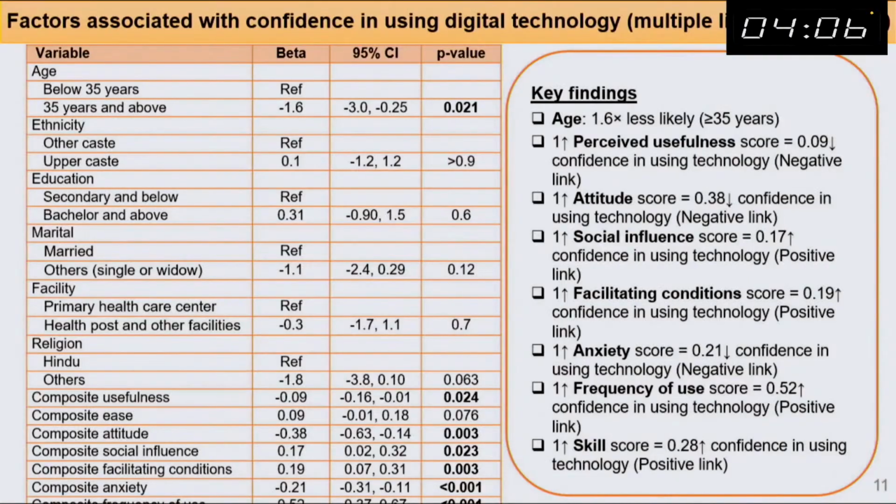Now, I think this is the last slide. This shows the factors associated with confidence in using digital technology. Here several factors show a significant association with confidence. These are age, perceived usefulness, attitude, social influence, facilitating conditions, anxiety, frequency of use, and skill. And the factors are more or less similar to those for skills and frequency of use.